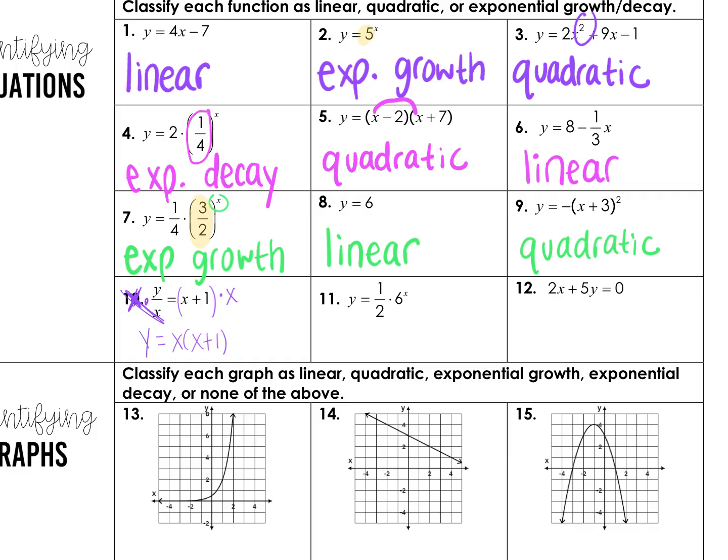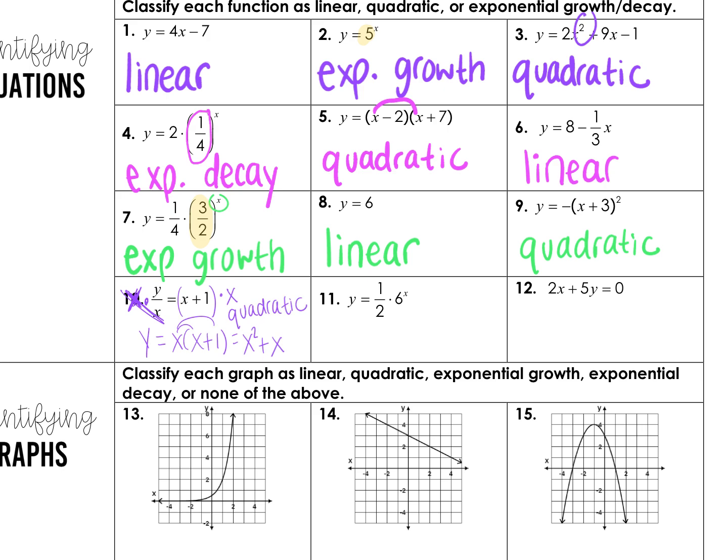I'm just going to write the x in front. If you were to distribute that, x times x is x squared. So because of the presence of that x squared, it's definitely a quadratic function. I do not have a lot of room here, but I'm going to squeeze it in. So that one's quadratic because of the x squared.